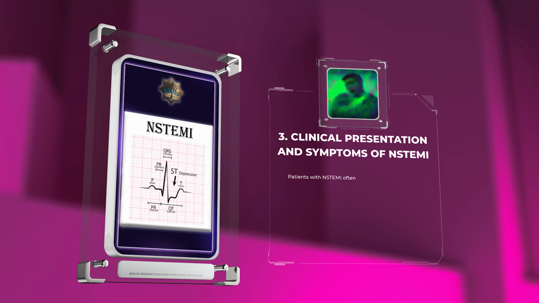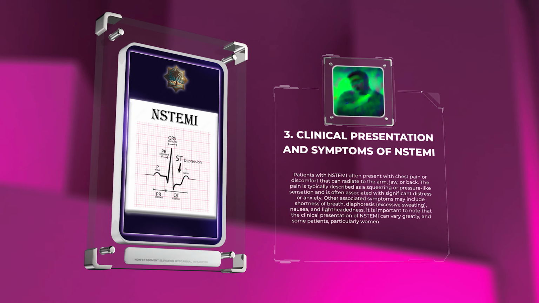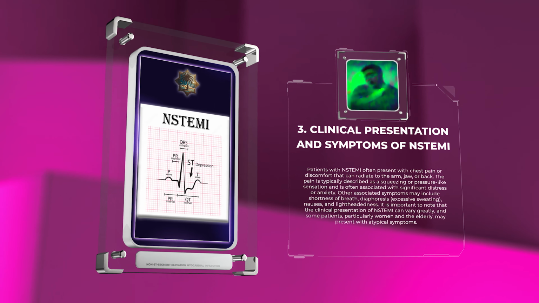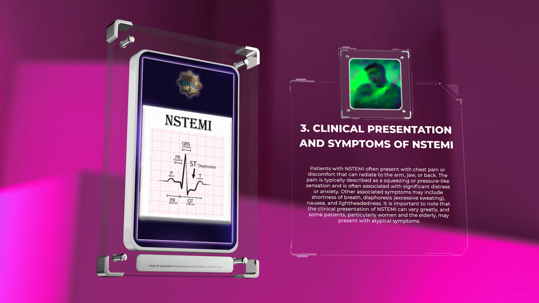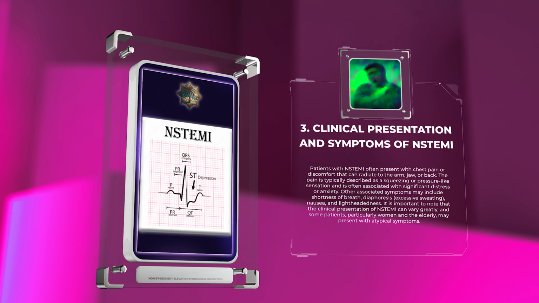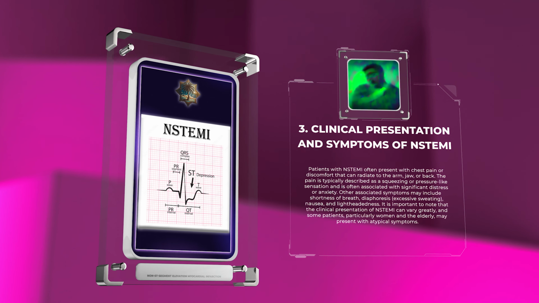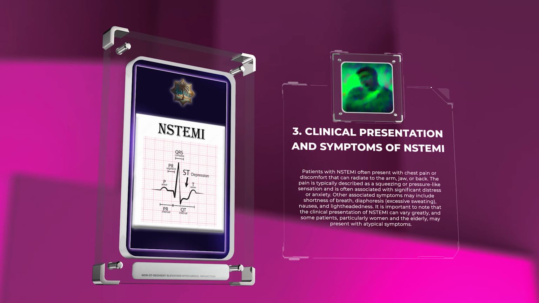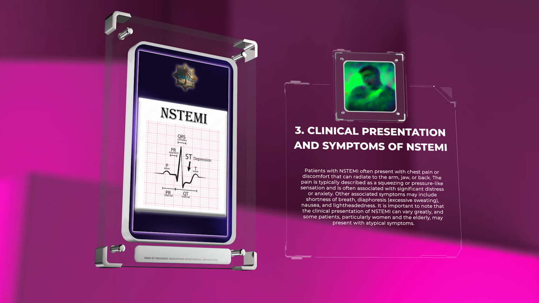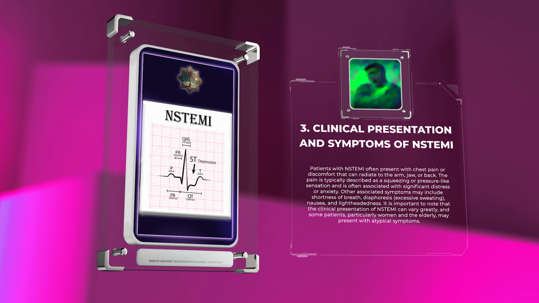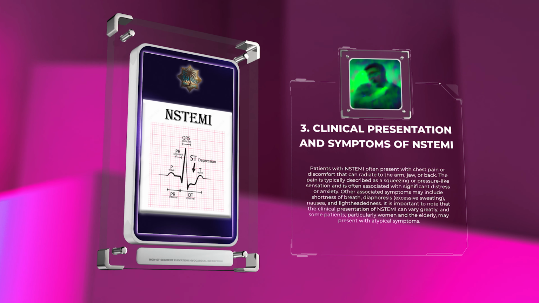NSTEMI. Patients with NSTEMI often present with chest pain or discomfort that can radiate to the arm, jaw, or back. The pain is typically described as a squeezing or pressure-like sensation and is often associated with significant distress or anxiety. Other associated symptoms may include shortness of breath, diaphoresis, excessive sweating, nausea, and lightheadedness. It is important to note that the clinical presentation of NSTEMI can vary greatly, and some patients, particularly women and the elderly, may present with atypical symptoms.